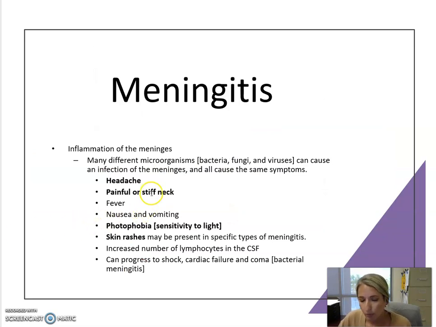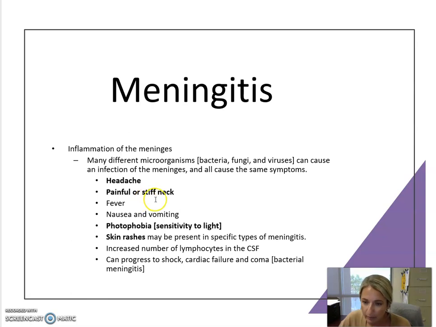So regardless of what the causative agent is, virus, bacteria, fungi, the signs and symptoms of meningitis are fairly standard, and I've bolded the ones that are important for test purposes. So one of the predominant symptoms would be a headache. Obviously, inflammation is going to put pressure on pain receptors, so patients would likely be experiencing a very painful headache. They would also be experiencing a painful and stiff neck for the same reason.